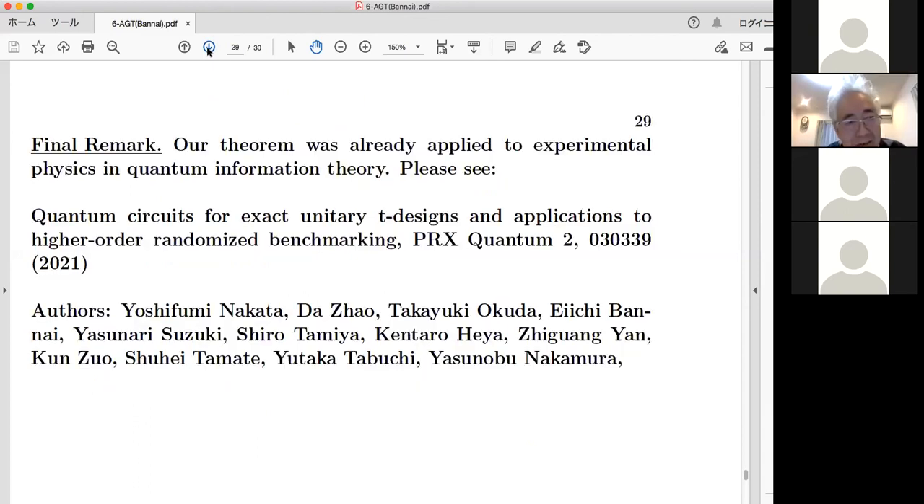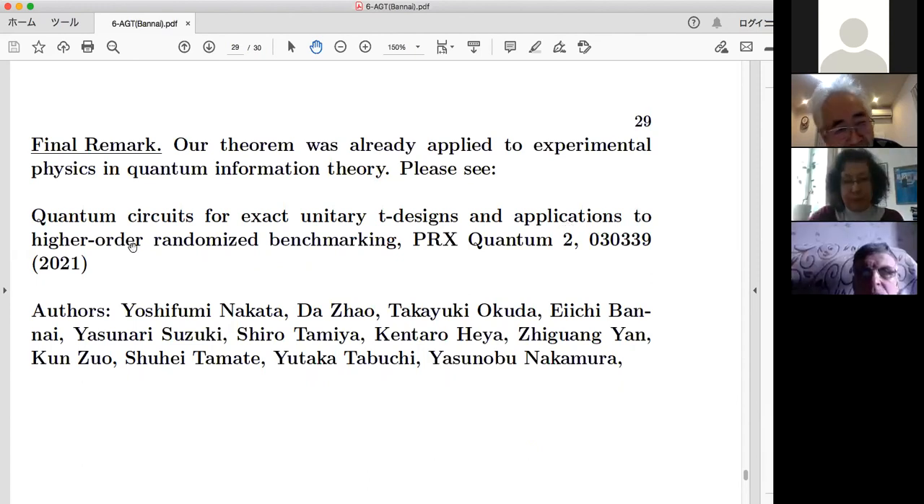Now, finally, there is one remark. Our theorem was already applied to experimental physics in quantum information theory. For this, please see the following paper. The title of the paper is Quantum Circuit for Exact Unitary t-Designs and the Application to Higher Order Randomized Benchmarking, and this was already published in the journal PRX Quantum 2, last year.